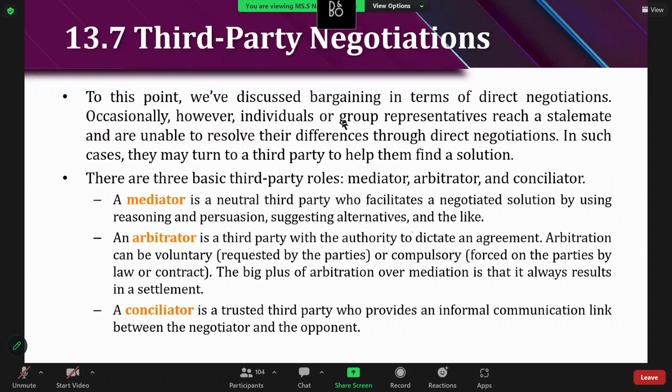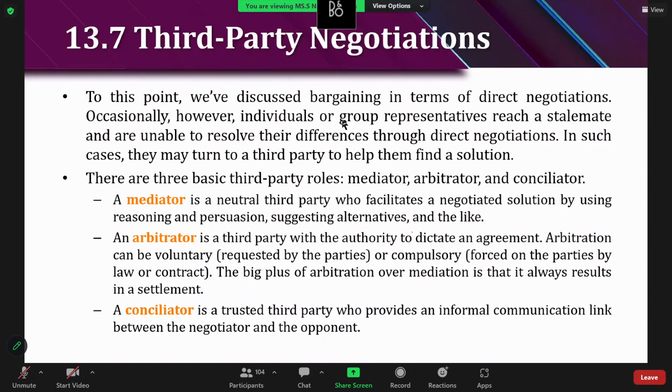Okay, so the mediator is a neutral third party who facilitates the negotiated solution by using reasoning and persuasion. He will be suggesting certain alternatives, and he will be persuading the other party, but he's not in favor of one party. He would be a neutral person. So persuading or maybe talking for both the parties. Whether it is party A or party B, he will be a mediator, a neutral person, discussing or maybe bargaining for the sake of both the parties.